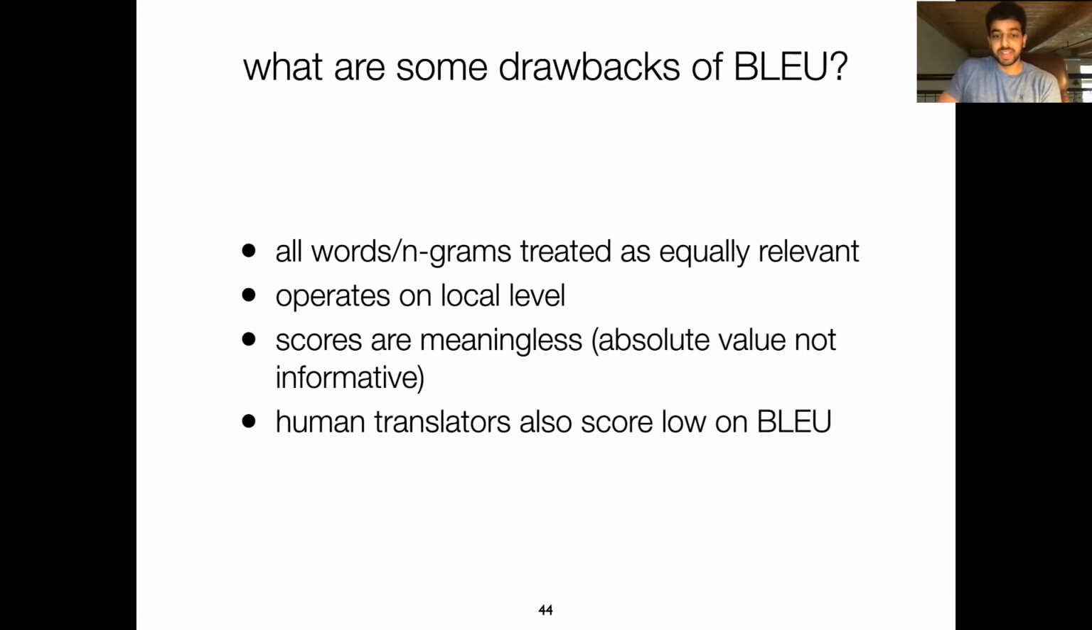Back to BLEU score. So as I was saying, right, we're only looking at the max of a 4-gram here, so we're not considering the global sentence coherence in BLEU. And human translators also score fairly low on BLEU, which indicates that maybe it's not perfect.